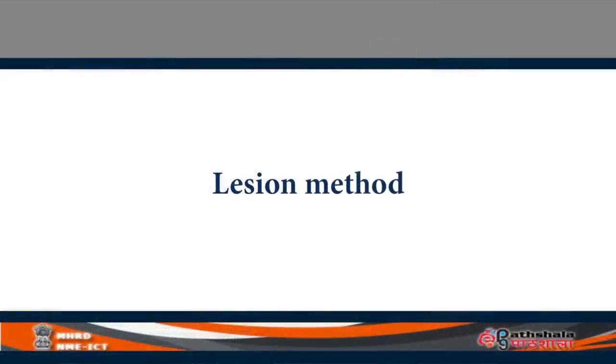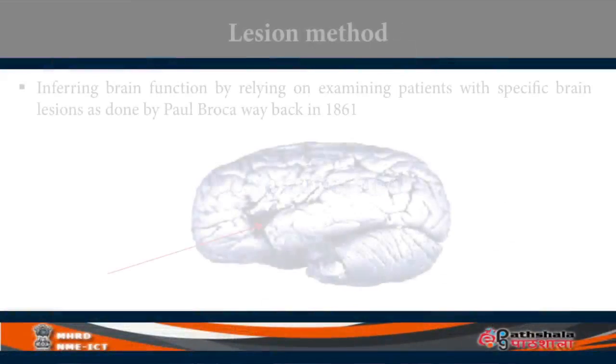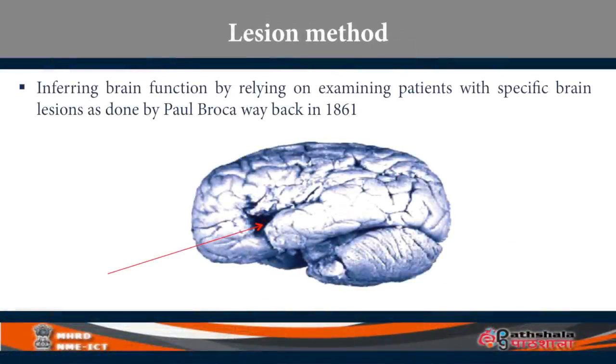Lesion method goes back to Paul Broca in 1861. You can see on the screen there's a dark area corresponding to the third frontal convolution, which came to be known as Broca's area. Remember, we discussed earlier that this area came to be known as Broca's area because he discovered it based on the autopsy he performed on his patient.